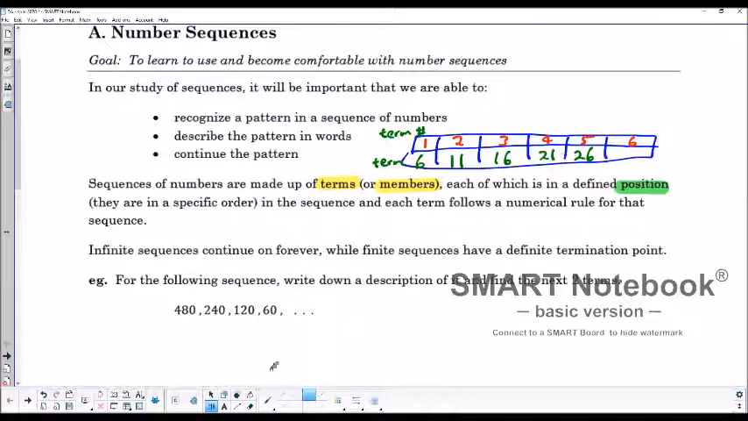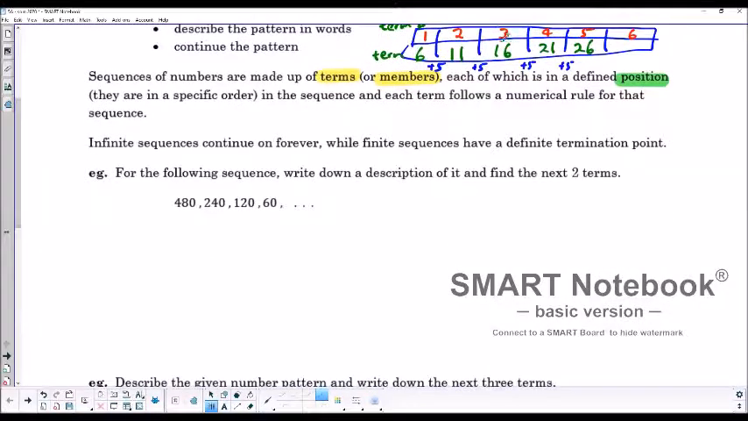And it follows some sort of mathematical rule. In this case, there is +5 between each one. So we see that there's some kind of rule that it follows to go from one term to the next. That's a fairly basic one, but that illustrates what we mean by the term and the position, or the term number, and the mathematical rule that they follow.